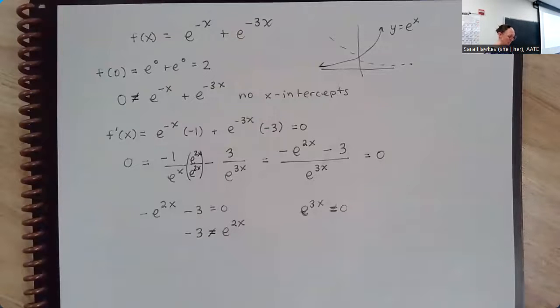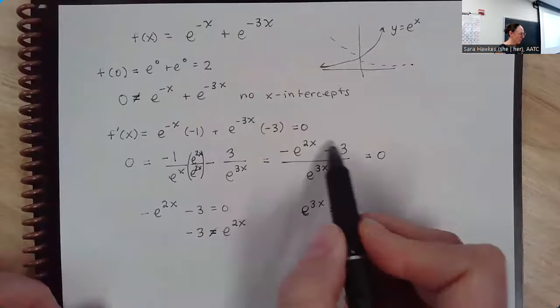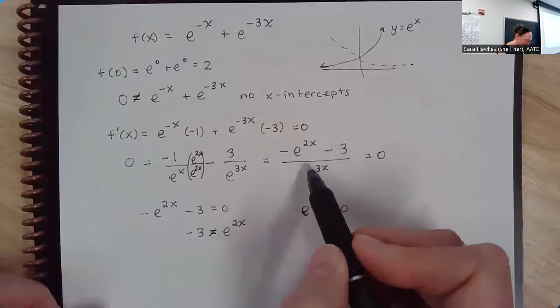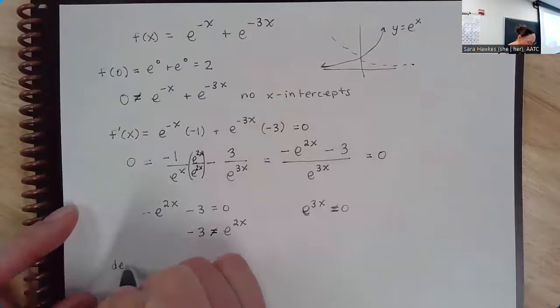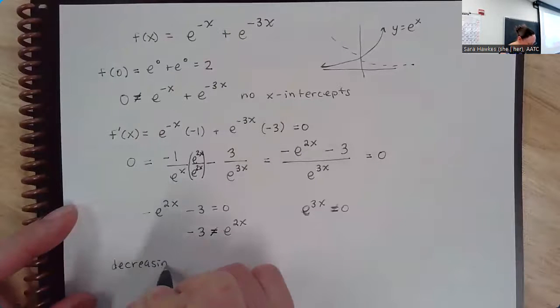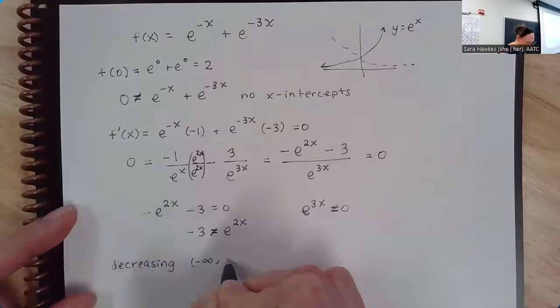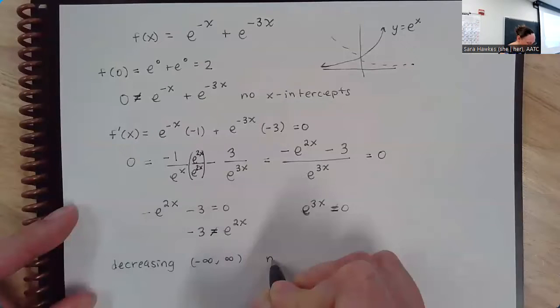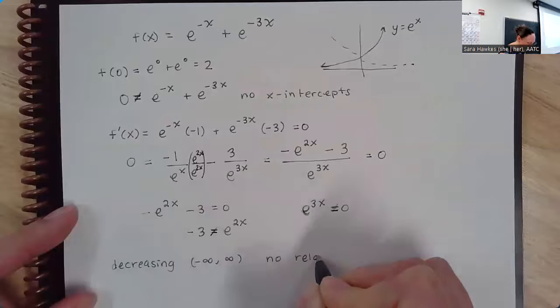So really the only thing I can say is that it's decreasing, because this should always be a negative number on top. So this is decreasing from negative infinity to positive infinity. There are no relative maxes or mins.